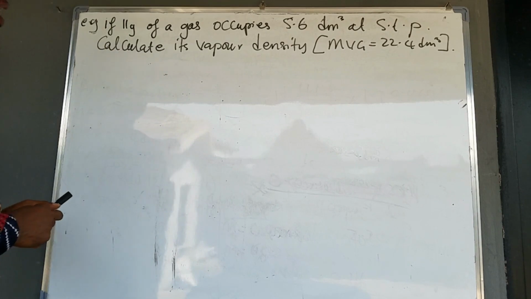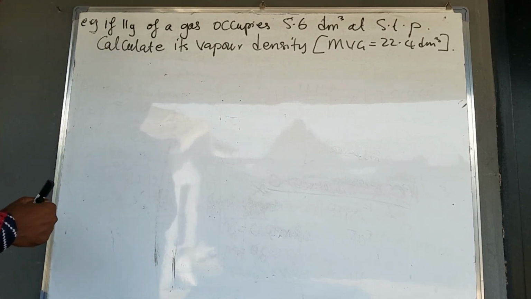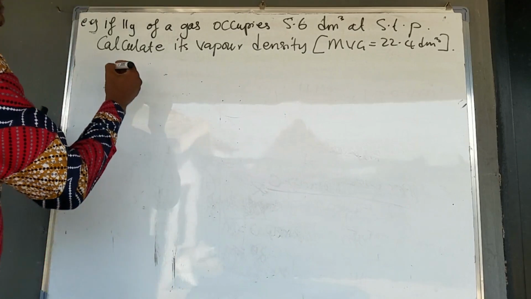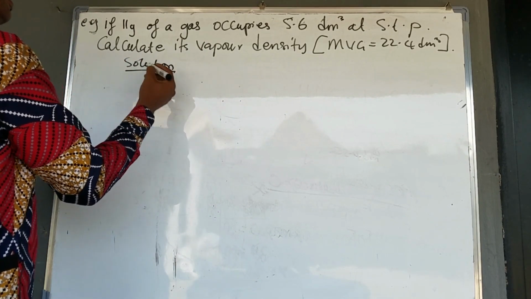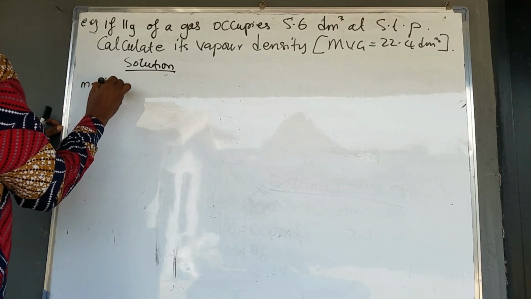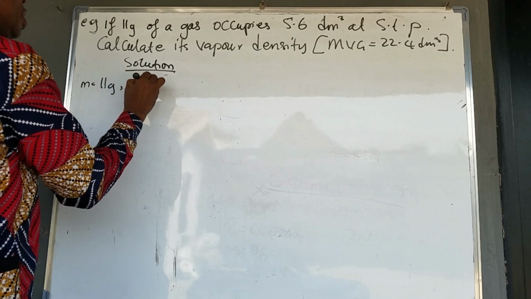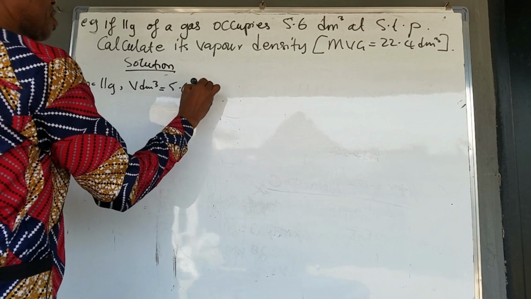If 11 grams of a gas occupies 5.6 dm³ at STP, calculate its vapor density. The molar volume of a gas is 22.4 dm³ at STP. So what do we do? Like I said, I'll give you the magic formula. First of all, let's start with what we have. We have small m as 11 grams. We have volume as 5.6 dm³.